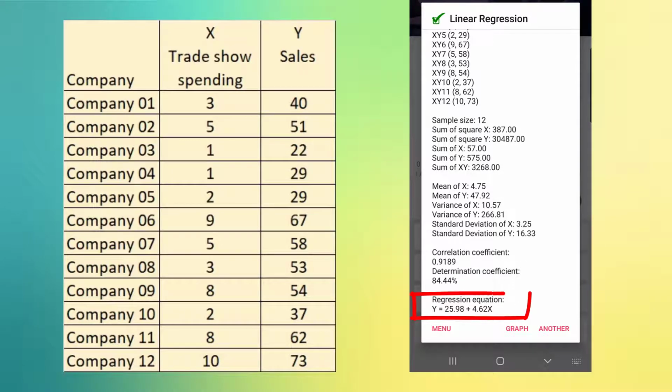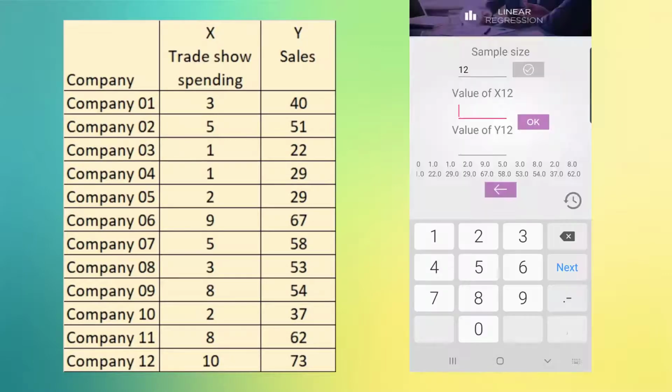The regression equation is shown here. You have 25.98 as the constant or y-intercept. The slope coefficient is 4.62. You can predict the value of dependent variable Y based on this equation by entering the value of independent variable X. Click the graph to see a scatter plot.